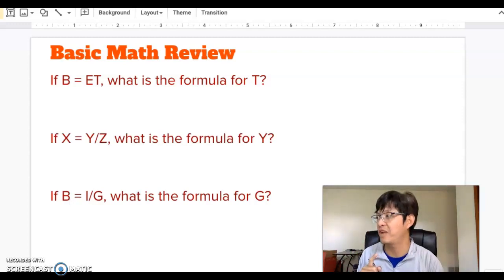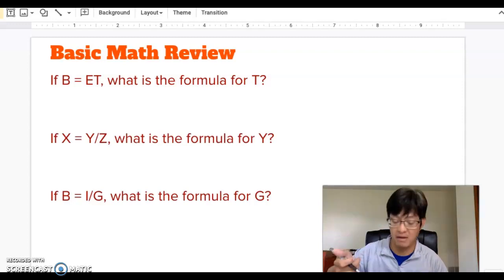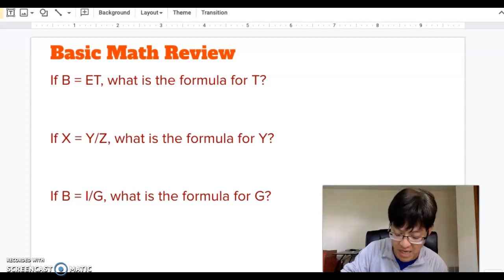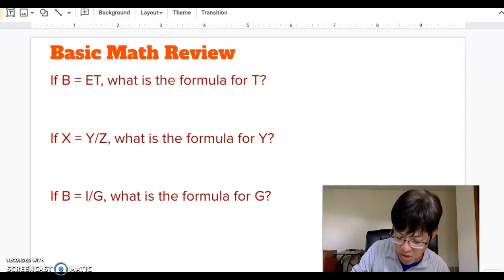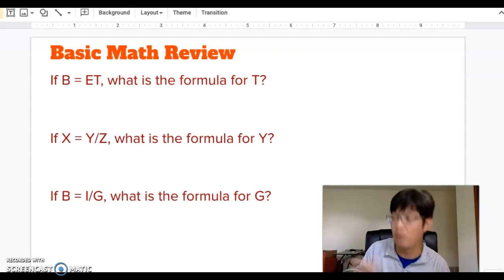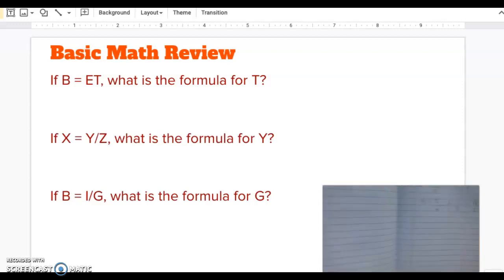So I see Sophia put down the answer. And now watch me do it, right? I have B equal I over G. If I want to get G by itself, let me just first flip it upside down. So when I flip both sides upside down, I have 1 over B now, because now B is in the bottom, so it's 1 over B, equal G over I. And once I do that, look at my screen. This is no different than the last problem, right? Once I finish flipping it, this is no different than the last problem.